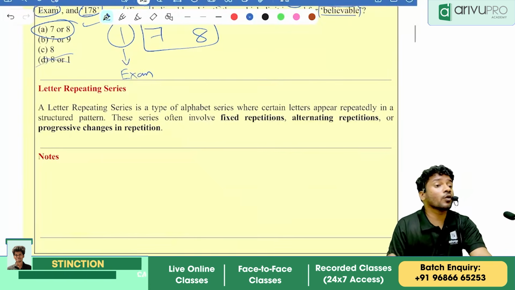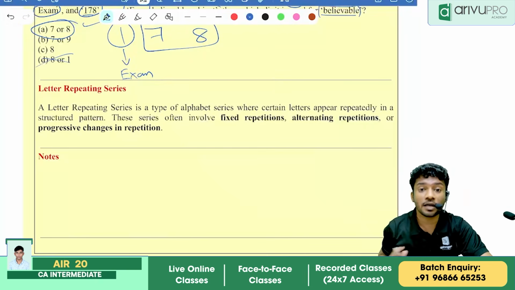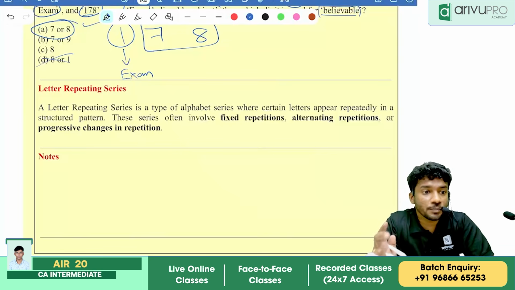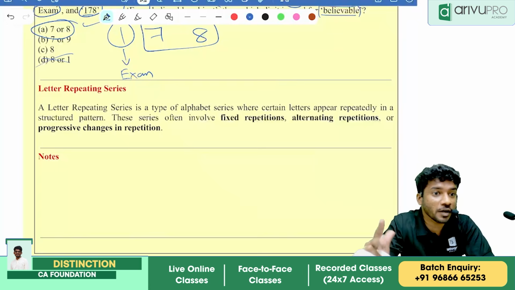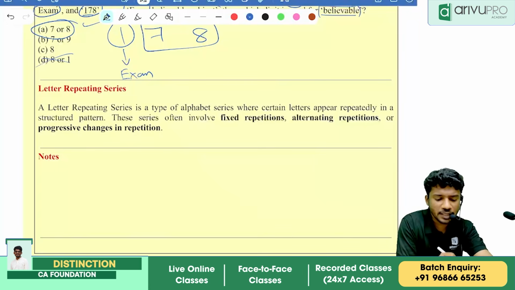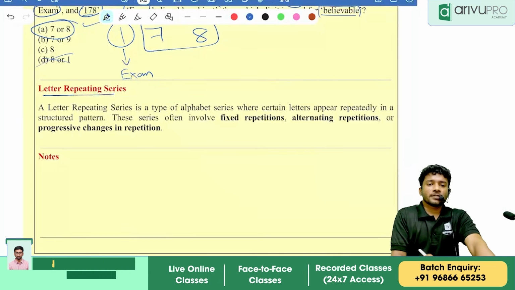Now we are going for another topic which was never there in your examination till this day. But there is a high chance that it will be there in the future, because I have seen it in the MDP. I have seen it in the model test paper. But till now they have never asked a question based on this. This question is called letter repeating series. For this you should know the table.